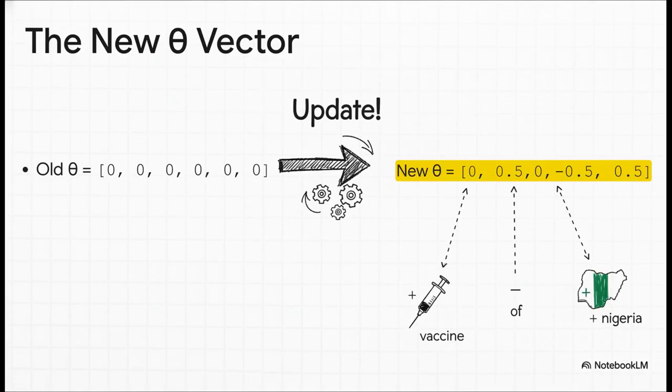So after we do that exact same process for every single parameter, from theta 0 all the way to theta 5, this is what we get. Look at that. It's not all zeros anymore. You can see that theta 2 for vaccine and theta 5 for Nigeria are now positive. The model is starting to think those words are spammy. And look at theta 4 for the word "of," it's negative. It's learned that's probably a normal word. Our model just had its first real insight.